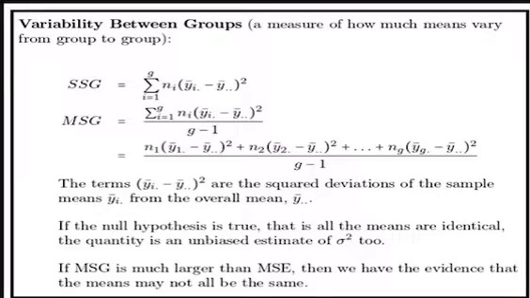And of course, don't forget, i goes from 1 to G. When G equals 3, I will go from 1 to 3. Okay, take a look at that formula now.